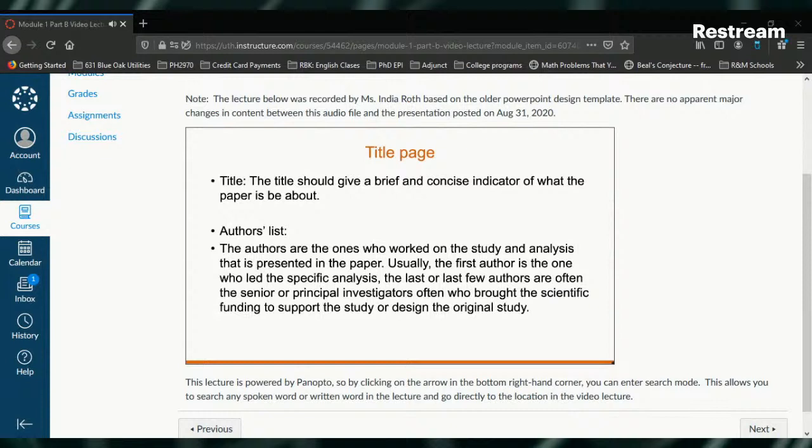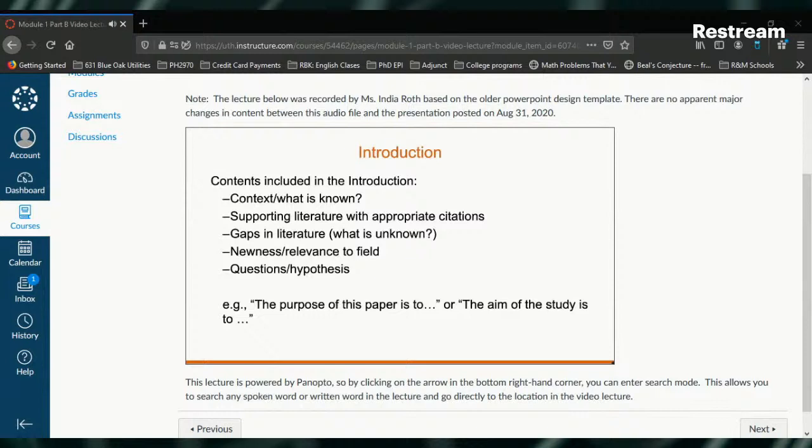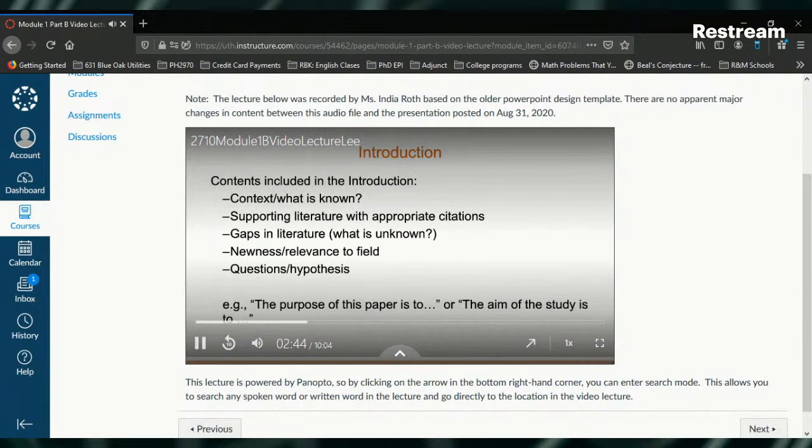The abstract gives an abbreviated version. The introduction covers what other investigation has been conducted to explore this issue, as well as a statement of the hypotheses that the researchers are investigating. The contents included in this introduction are context, what is known, supporting literature with appropriate citations, the gaps in the literature, what is unknown, the newness and relevance to the field, and then questions and a hypothesis. Scientific paper and to complete assignment 1.2.